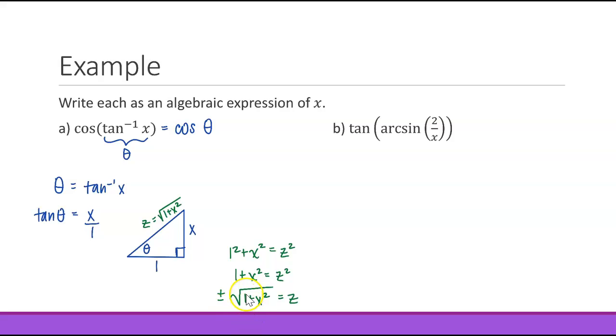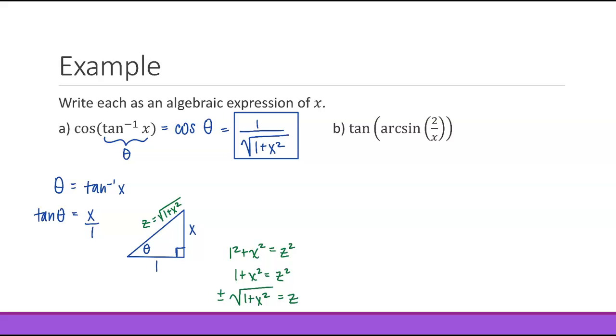Keep in mind, I cannot take the square root of each part. So I can't make this 1 plus x. That's not a property of square roots. So now cosine theta becomes adjacent over hypotenuse, 1 over the square root of 1 plus x squared. So this is no longer a trigonometric expression. This is now an algebraic expression. So we have powers of x involved and the square root symbol, but nowhere do we have a trig or an inverse trig function involved. So there is my algebraic expression.